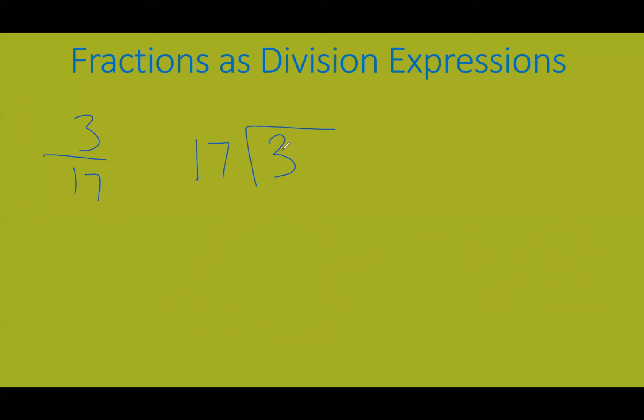Okay, can 3 be divided by 7? No. But if I put a decimal there, now I've got 30. So let's do 17. What would 17 plus 2 be? We've got a 14. It's going to be 34, way too high.